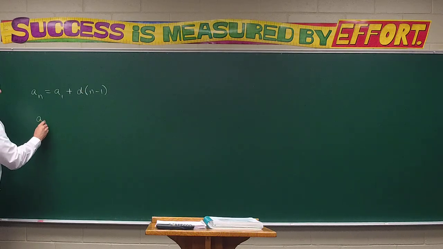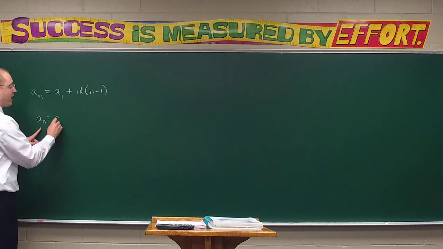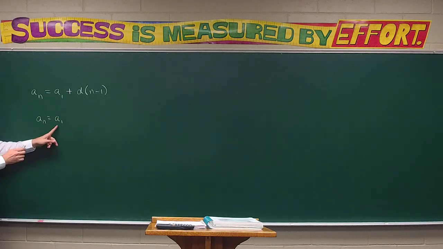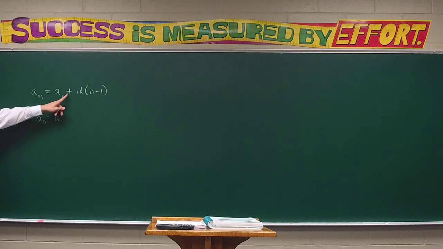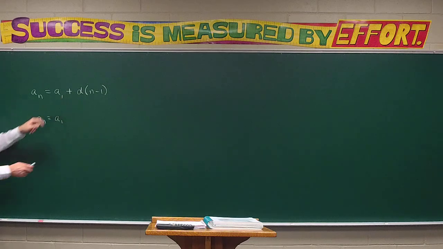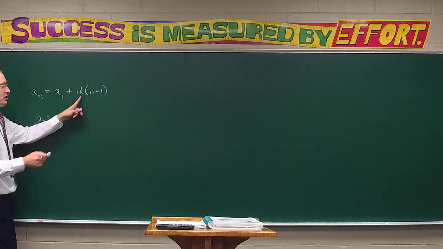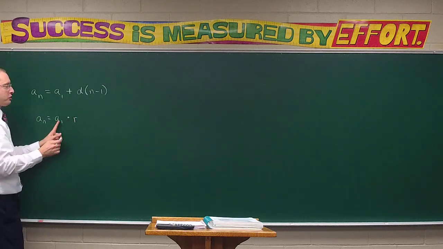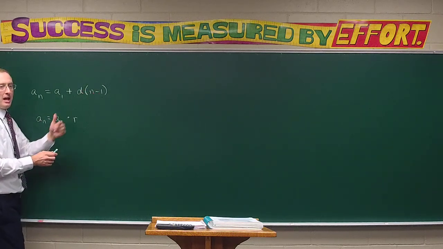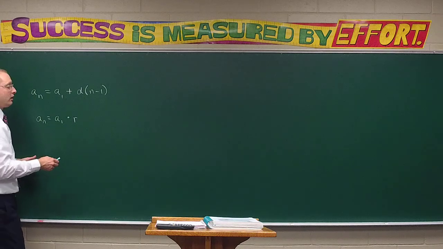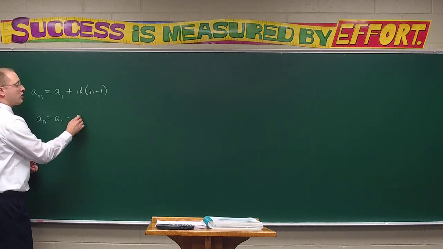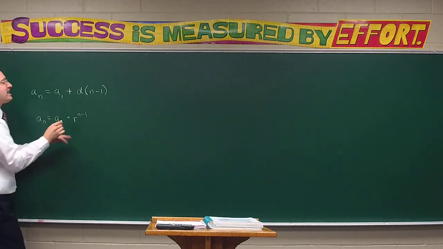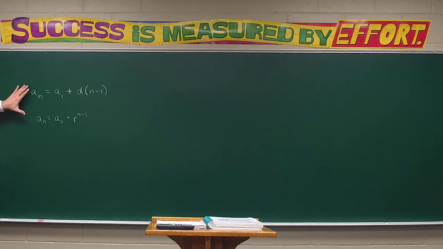In the geometric sequence, to find any term, we're still going to start with a sub 1, not a to the first, but a sub 1, the first term. But in a geometric sequence, we don't add, we multiply. And it's not a common difference that we're adding, but a common ratio, or r, that we're multiplying. And we don't multiply by n minus 1, but rather raise r to the n minus 1 power. Do you see how they're similar?